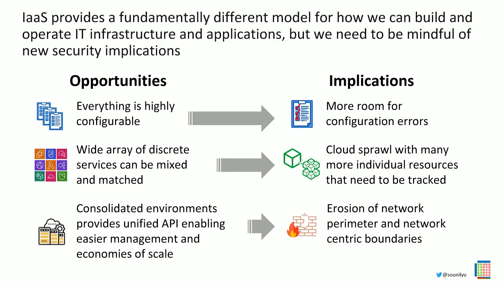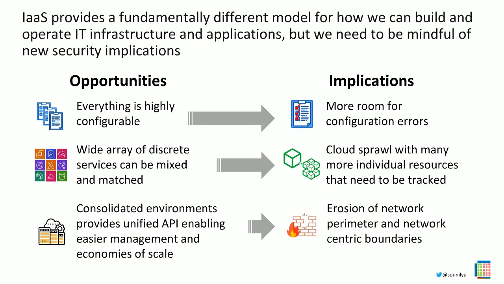We now have this unified API for everything. Before, we had to deal with multiple APIs from multiple vendors. Now we have a single API that we can use to build this environment. However, these qualities also have security implications. It's great that everything is programmatically configurable, but it also creates room for more configuration errors. And because everything is highly configurable, we're going to be prone to configuration errors. The developers who configure these things don't always have guardrails or guidance on how to configure them securely.